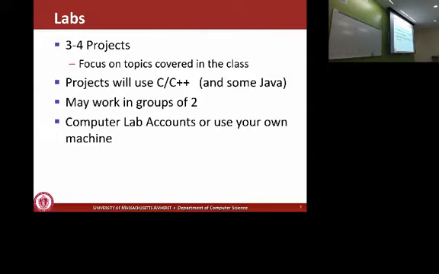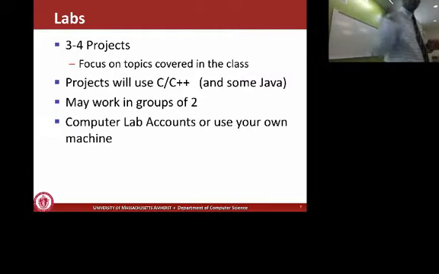There may be some occasional things you have to do in Java, but I'm going to switch most of it back to C and C++. If you are not comfortable with it, I can provide some material that you will have to use to refresh your memory. Lab 0 again will help you do that a little bit.